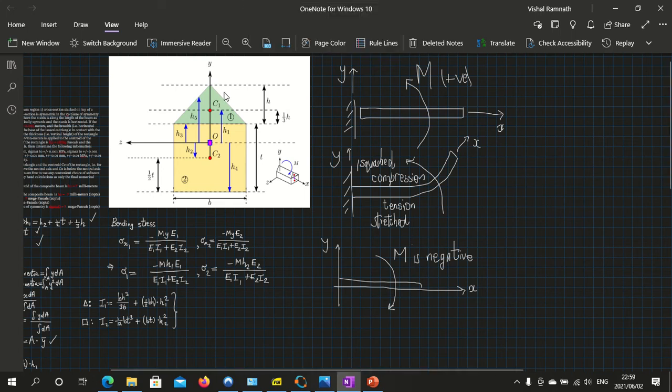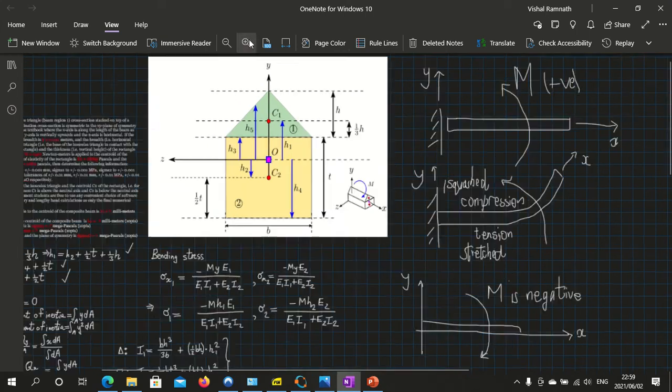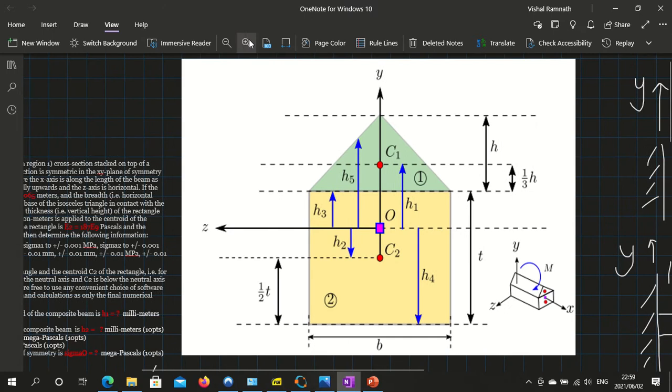Essentially, we had the composite beam, the triangle on top of the rectangle, and then many people were getting confused about what is the meaning of the notation. Essentially, you take a coordinate system somewhere in between the centroids. The coordinates of all the points above the axis, the z-axis, is positive. The coordinates of all the points below the axis is negative.